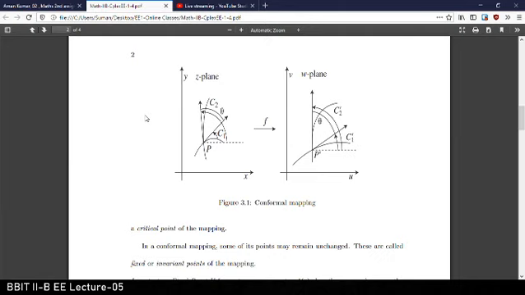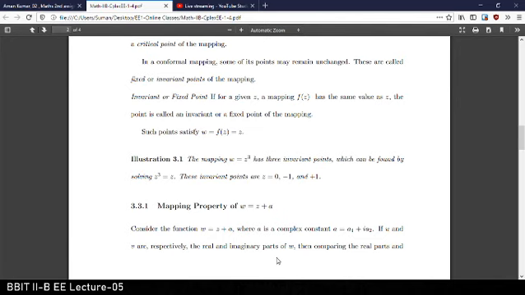See, there are two types of points. One is critical points, where the mapping is not conformal, that means where f dash z equal to 0. And there may be some points, not always, both are not always, it may happen, where the points won't change even after mapping. Those points will be called either fixed points or invariant points. Clear? Now we talked about invariant points.